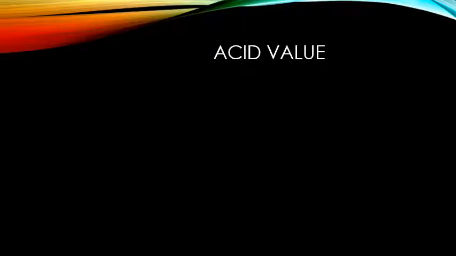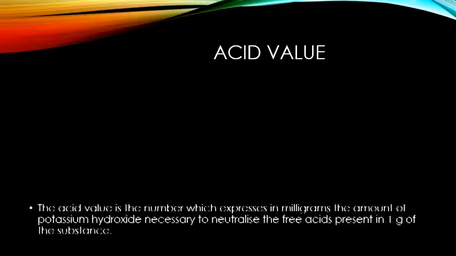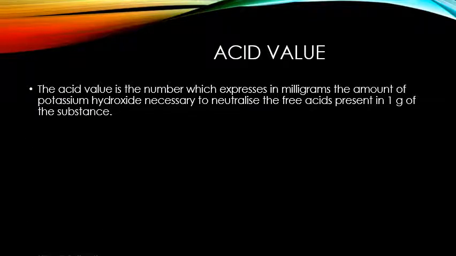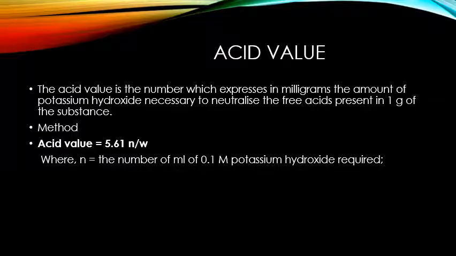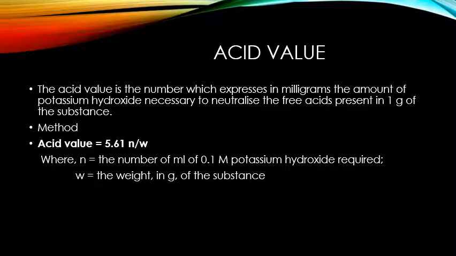Then we will discuss the assay of acid value. The acid value is the number which expresses in milligrams the amount of potassium hydroxide necessary to neutralize the free acid present in 1 gram of the substance. There is a method used to calculate the acid value. Acid value is equal to 5.61 N by W, where N is the number of ml of 0.1 molar potassium hydroxide required and W is the weight in grams of the substance.